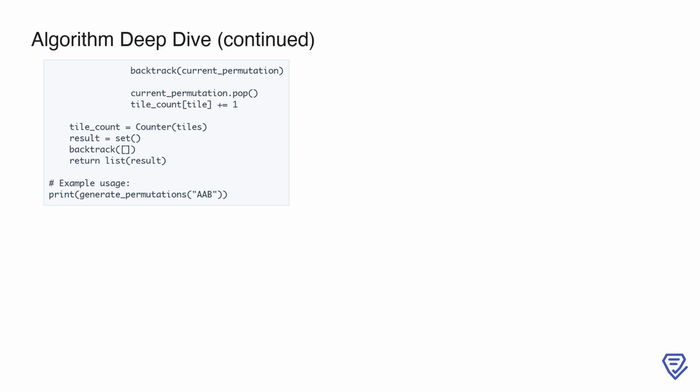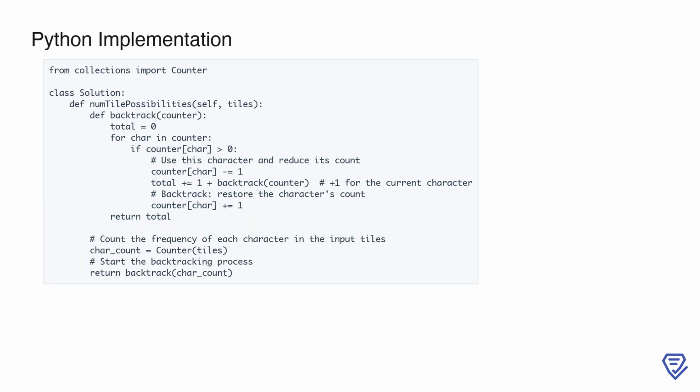generating all unique permutations. This solution for LeetCode problem number 1079, Letter Tile Possibilities, is implemented using a backtracking approach. The goal is to calculate all unique sequences that can be formed by rearranging the given tiles, accounting for duplicate characters.